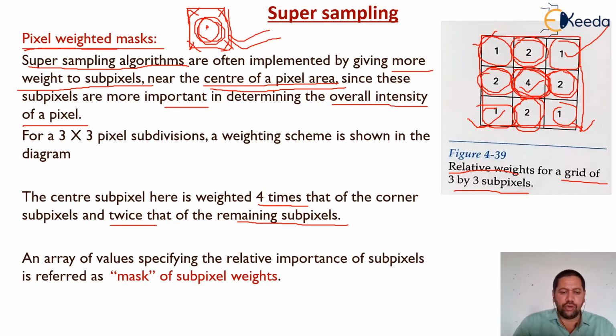Now why is this referred to as a mask? That is what I have written here. An array of values specifying the relative importance of subpixels is referred to as the mask of subpixel weights. That is what we are considering, the pixel weighted mask method, which is used here. I hope all of you are clear with the discussion that we are having. Let us move to the next point.